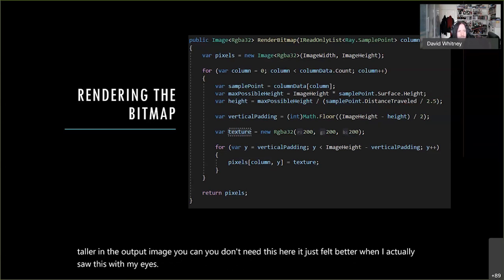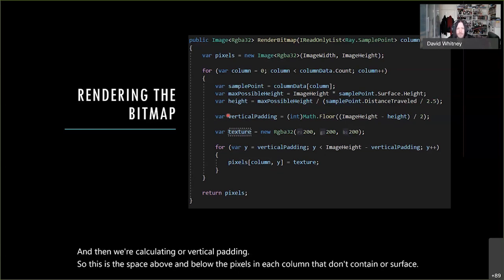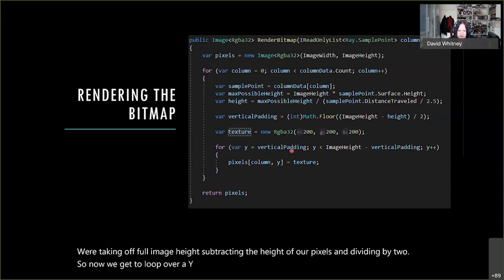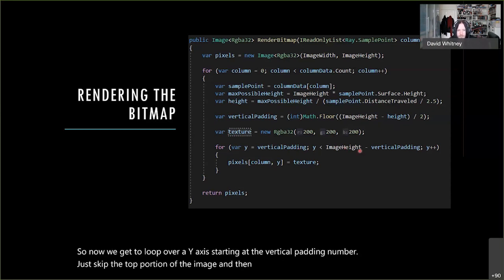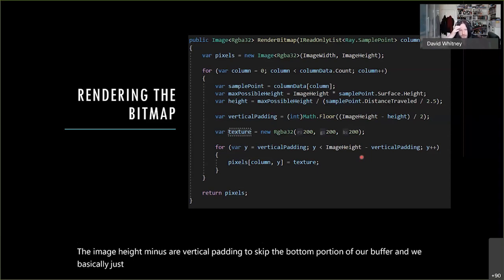And then we're calculating our vertical padding. So this is the space above and below the pixels in each column that don't contain our surface. We're taking our full image height, subtracting the height of our pixels, and dividing by 2. So now we get to loop over our y-axis, starting at the vertical padding number to skip the top portion of the image, and then we loop up to the image height minus our vertical padding to skip the bottom portion of our buffer. And we basically are just leaving the same amount of space at the top and bottom of the image by running this loop.